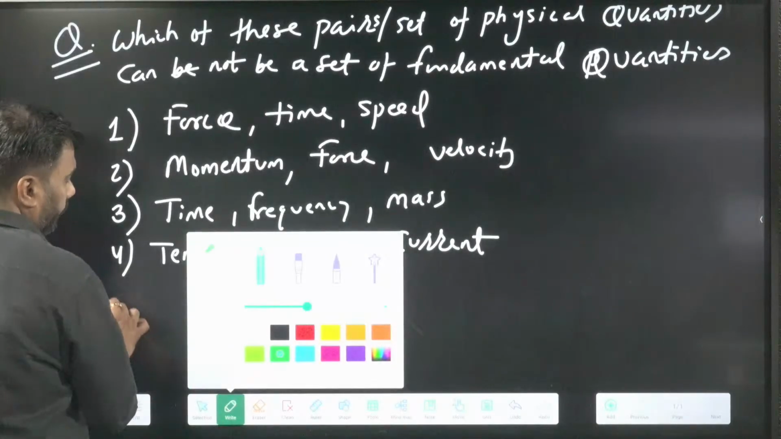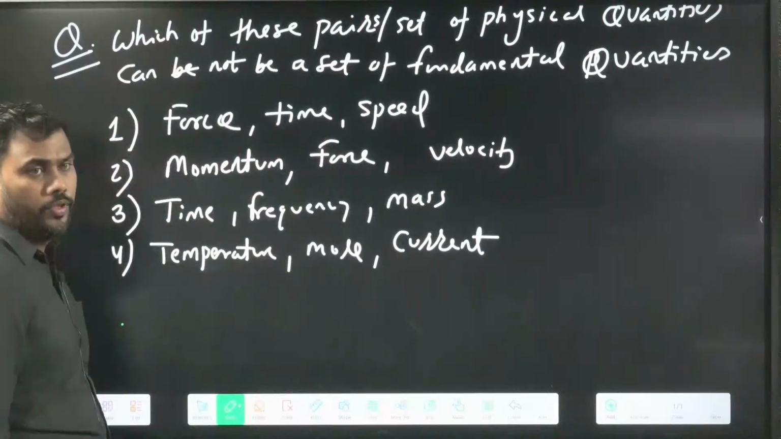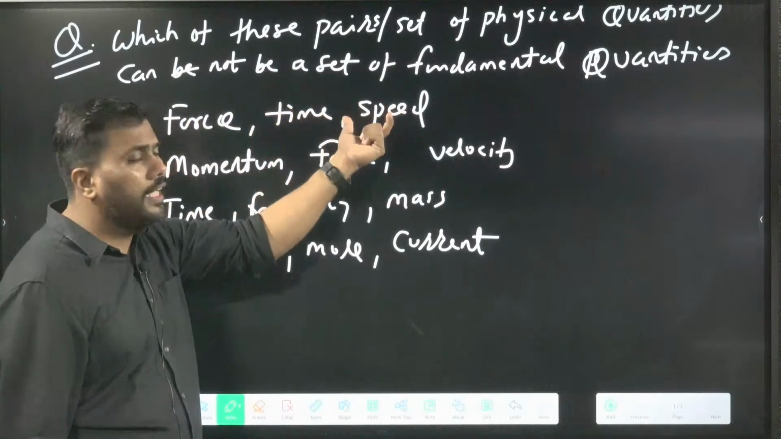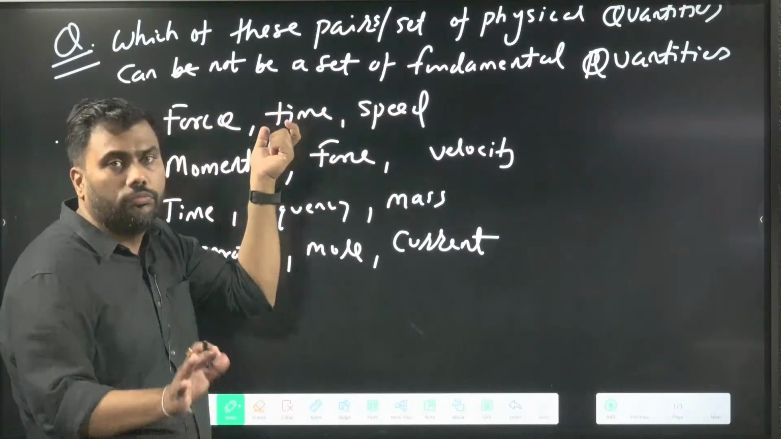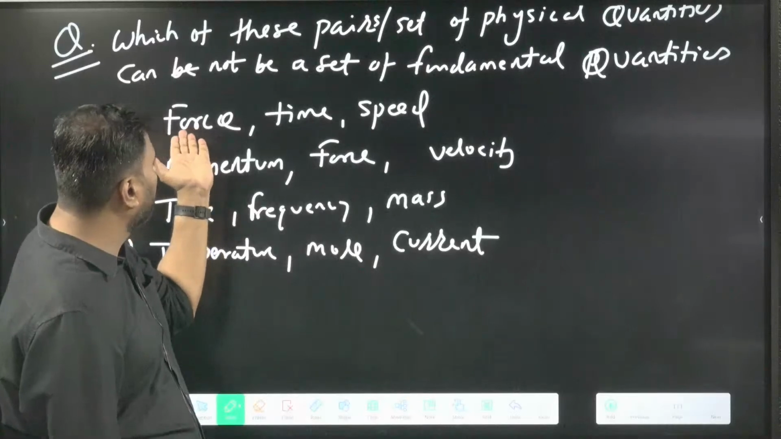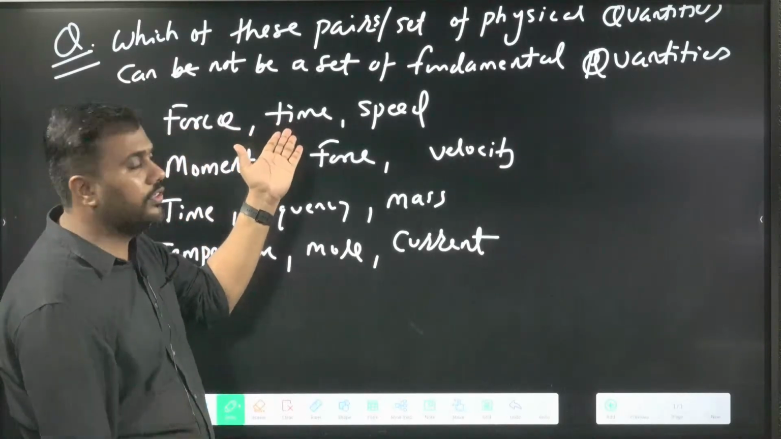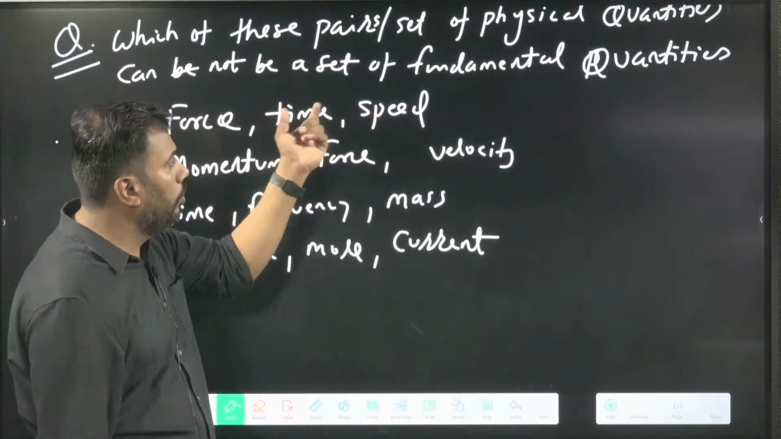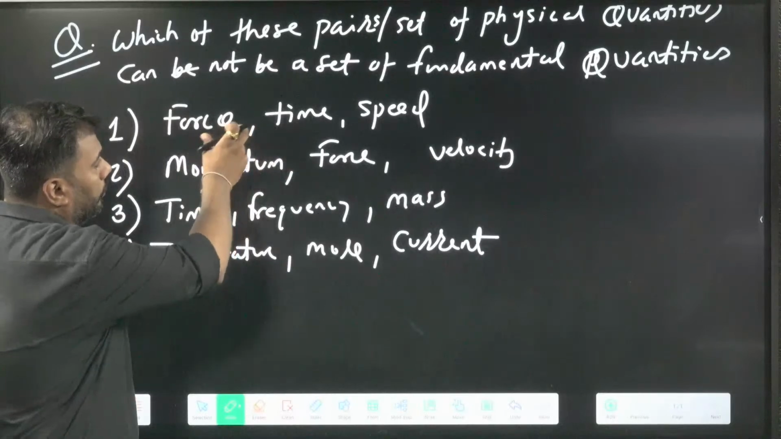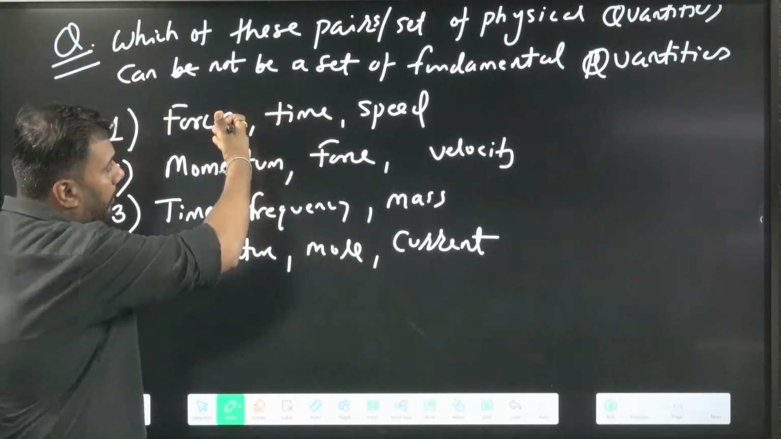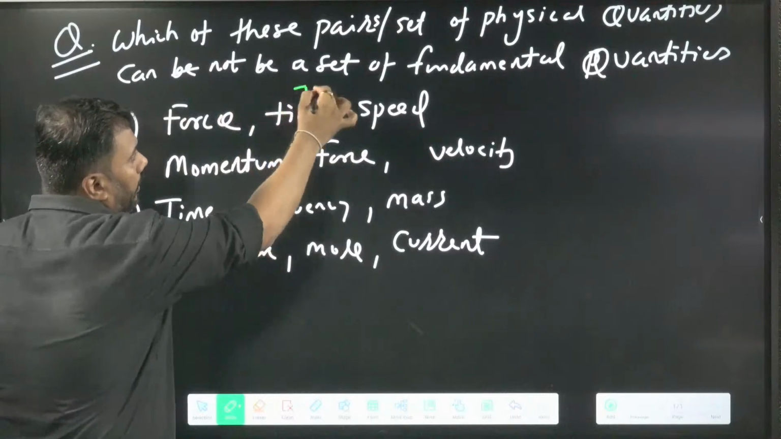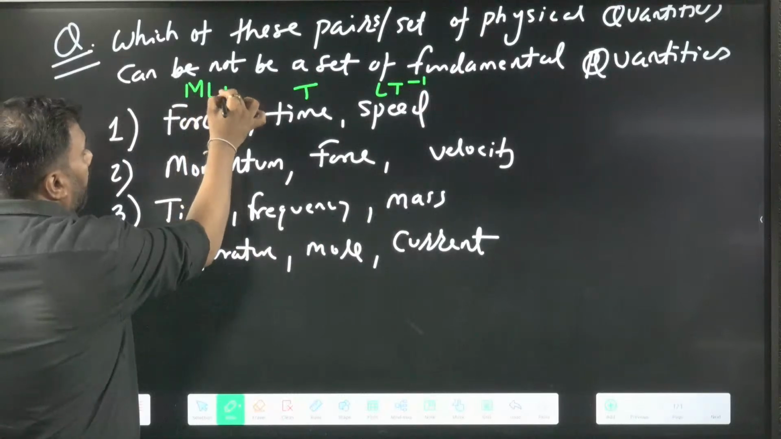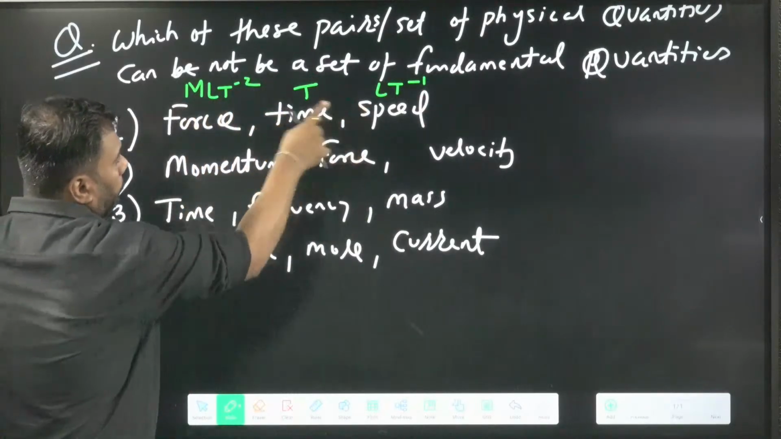If you see force, time and speed, can I derive speed in terms of time and force? No, I cannot, because force contains mass, and time is a fundamental physical quantity. So speed cannot be derived using only these two. Or even force cannot be derived using only these two. Speed and time alone cannot give me force, because time contains only T, speed contains only L T to the minus 1, while force also contains mass, M L T to the minus 2.